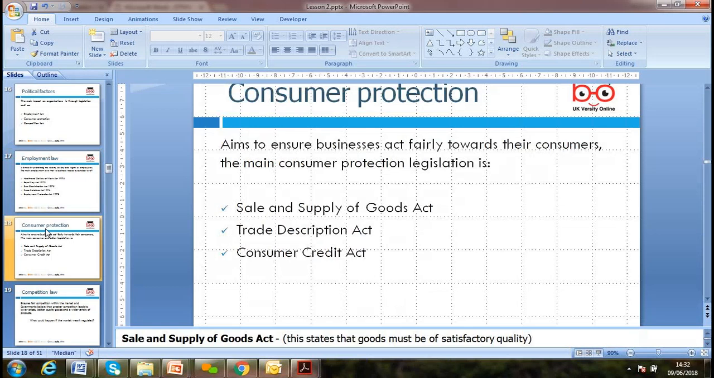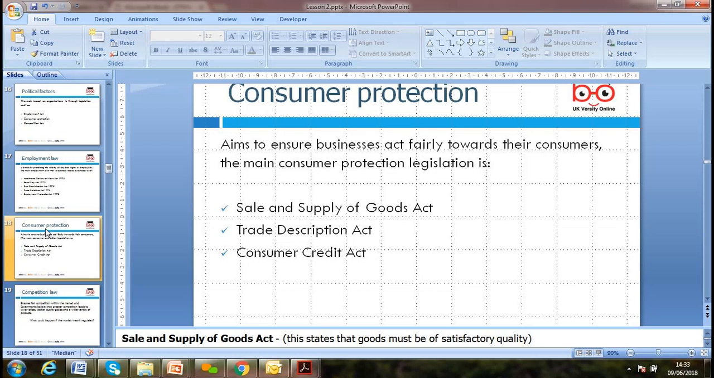Consumer protection: the Sale and Supply of Goods Act is quite popular. If goods are not fit for purpose, if you buy a good that is described as having a certain purpose but when you use it, it doesn't, like a cancer drug that doesn't protect against cancer, then of course that's telling a lie. So we need to look at that. That means it's not following the proper legislation.